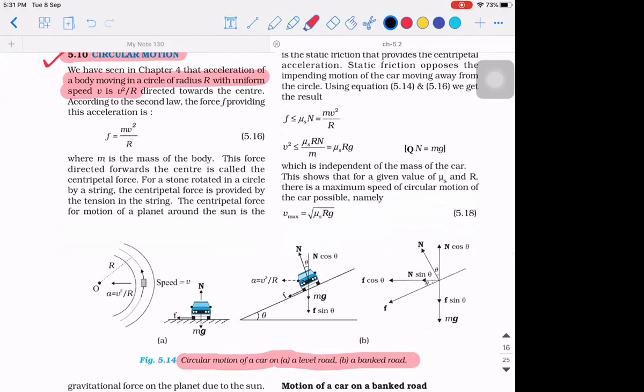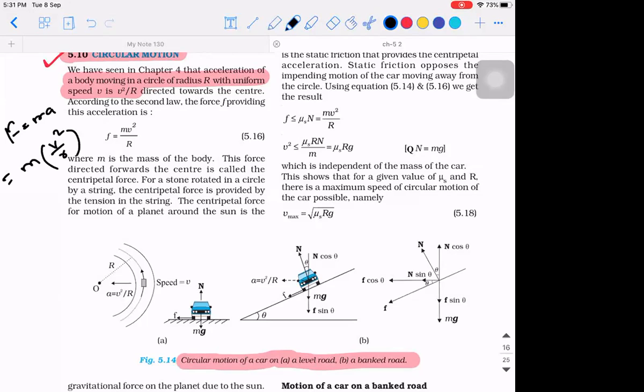Then, if you apply the second law, what does the second law state? The second law states F is equal to m into a. What force it is, that we'll discuss later. So if the mass of the object is m and it is revolving in circular motion, then mass multiplied with the centripetal acceleration is going to give you what? Force. It is called centripetal force.